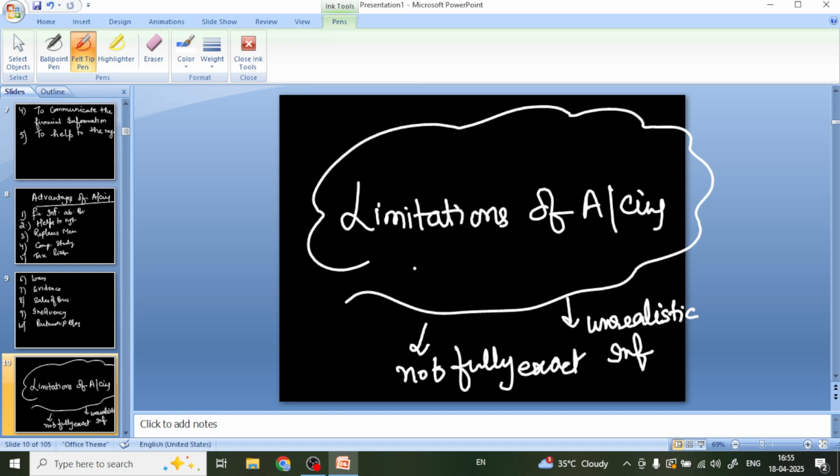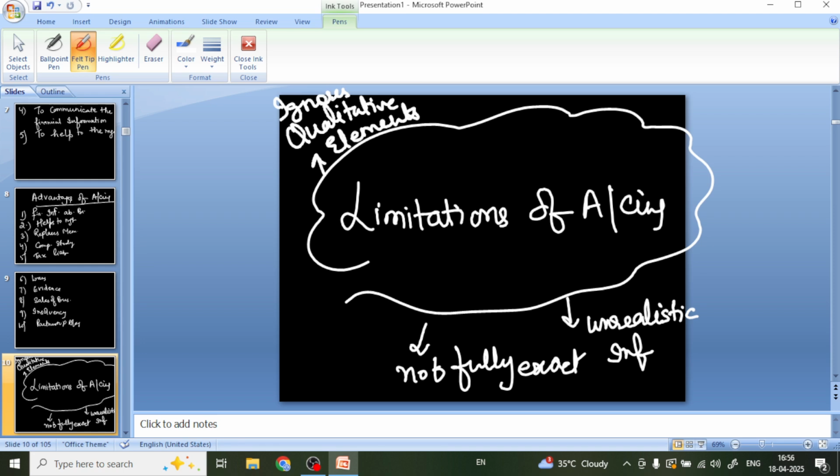Third limitation is it ignores qualitative elements. Ignores means accounting statements are confined to monetary matters only. It cannot record qualitative information. Quality, skills of management, staff, industrial relations, public relations, they are all ignored.